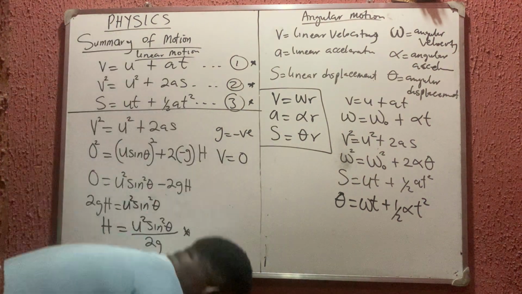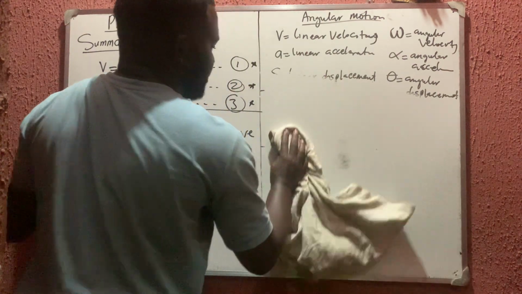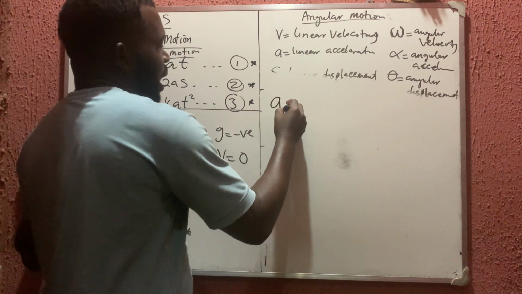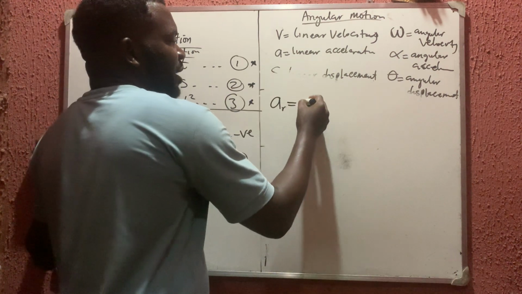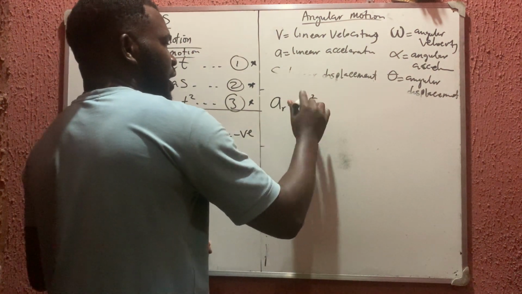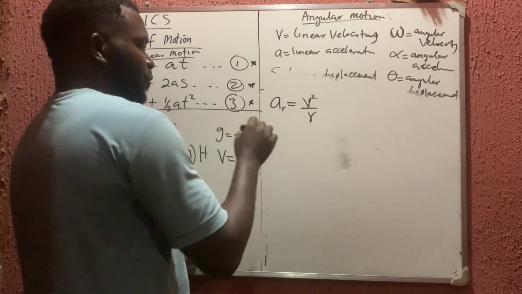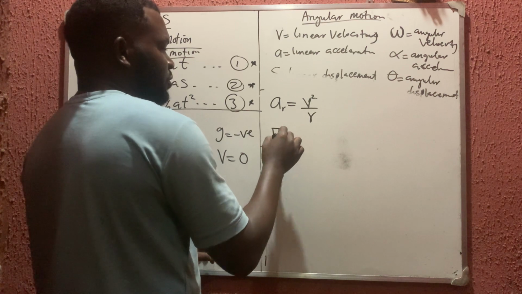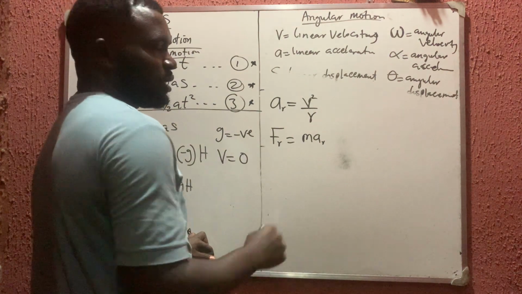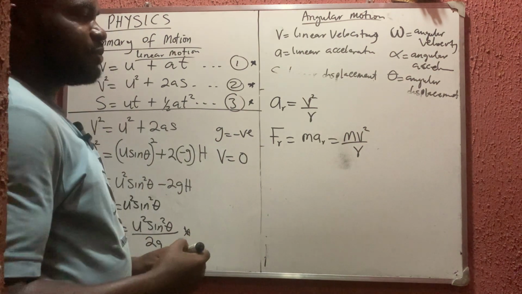Very, very simple. Now, another one you need to know is centripetal acceleration. We call it a_r, and it is given by just v squared over r. Very simple, just know the formula. So therefore, they can ask you for centripetal force. You know that force normally is ma, but this a will now be centripetal acceleration, which is m v squared over r.